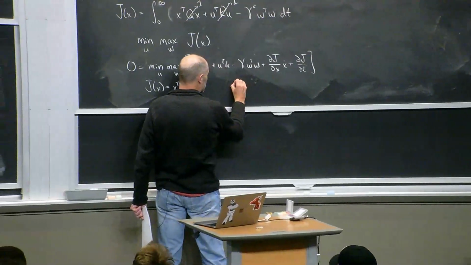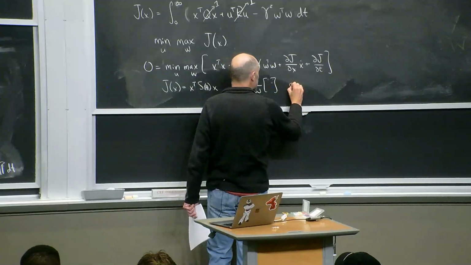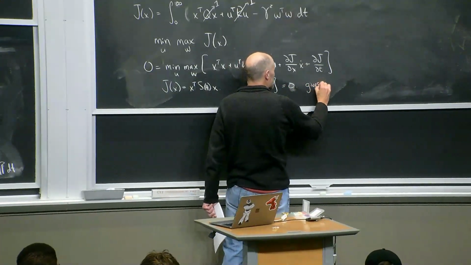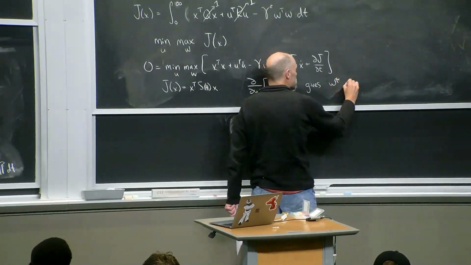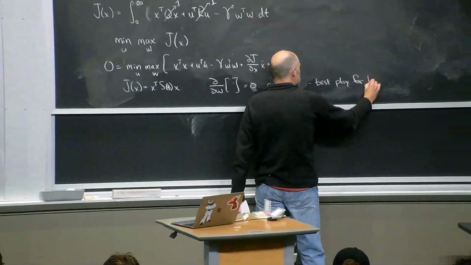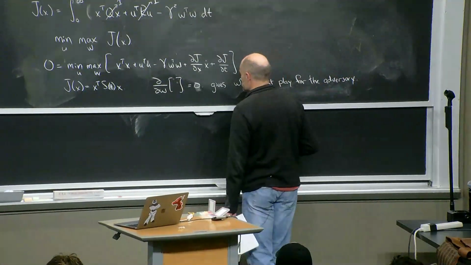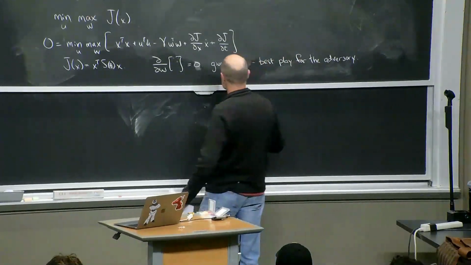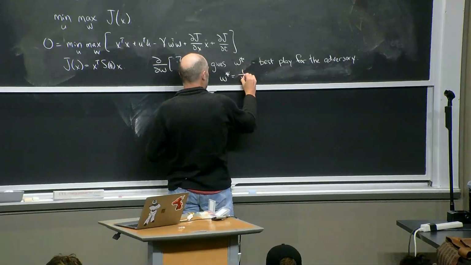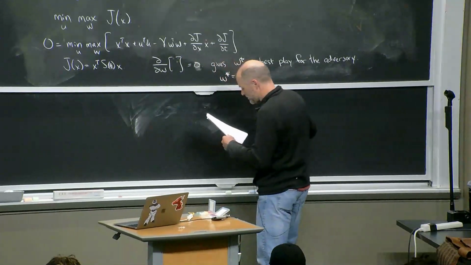I can basically solve for that max W, find the best W, right? I can say the gradient of that whole thing with respect to W, setting that equal to 0, gives W star, best play for the adversary. And it turns out to be simple. It gives me W star is 1 over gamma squared, B_W transpose SX.